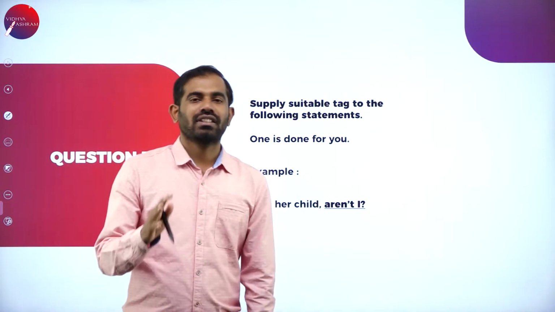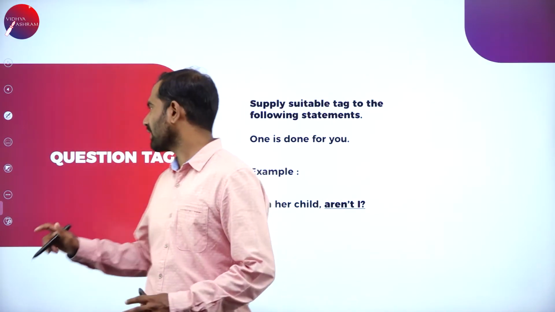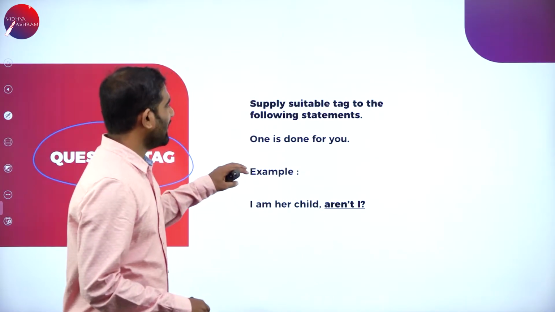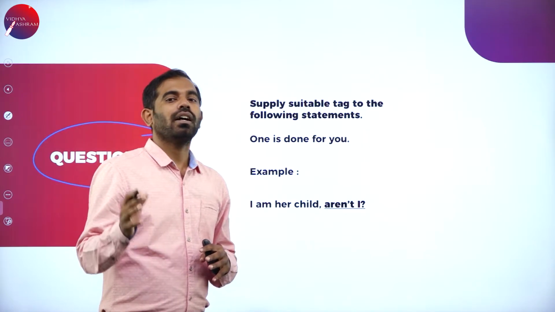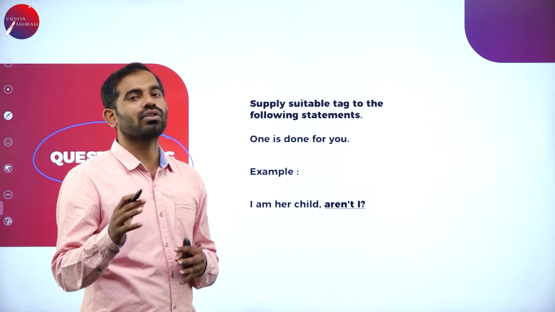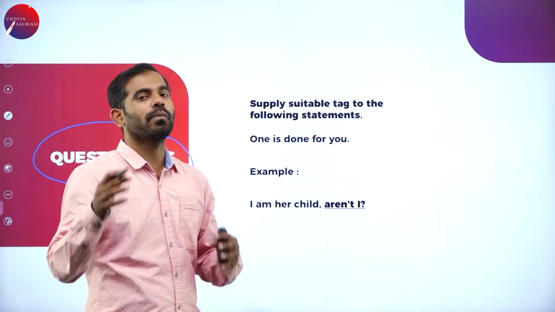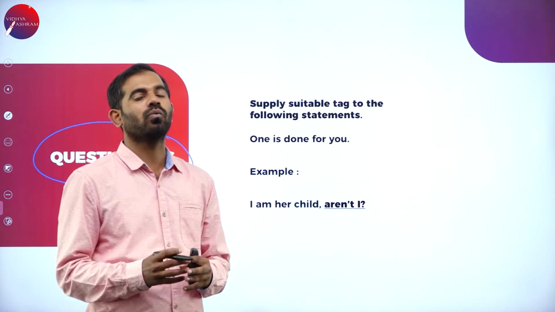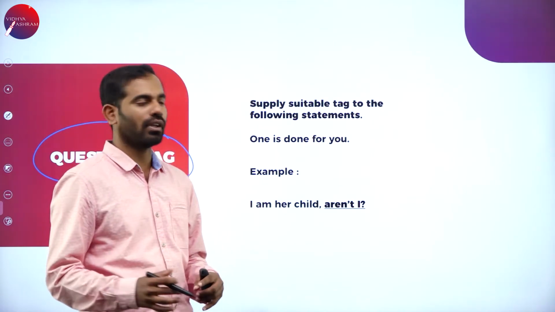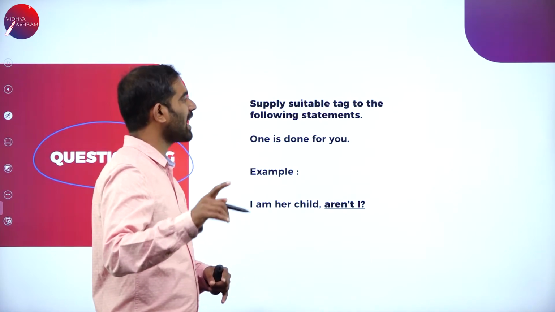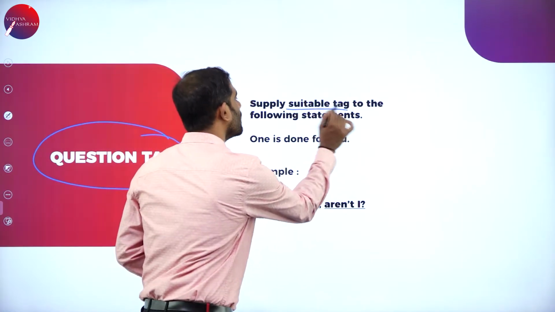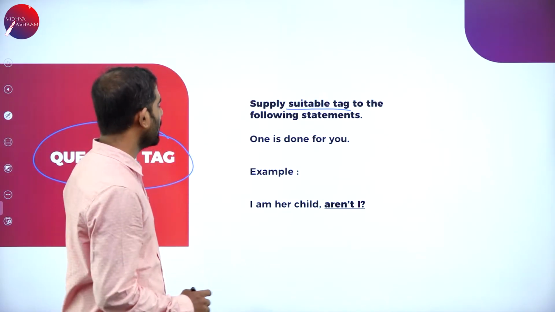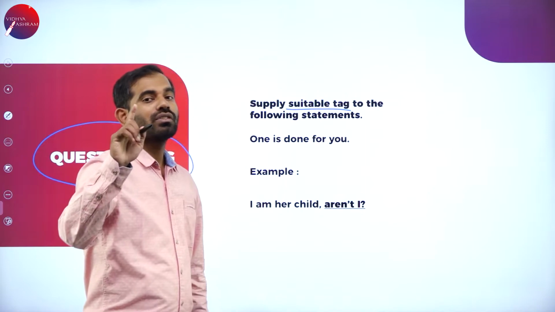Next one, question tag. If you don't know what is question tag, it is very simple. But if you cannot identify the auxiliary verb, I keep telling auxiliary verb, helping verb. In these question forms, auxiliary verbs or helping verbs are very important. Supply suitable tag. Tag is nothing but question tag. Suitable tag to the following statements. One is done for you. This is an example.